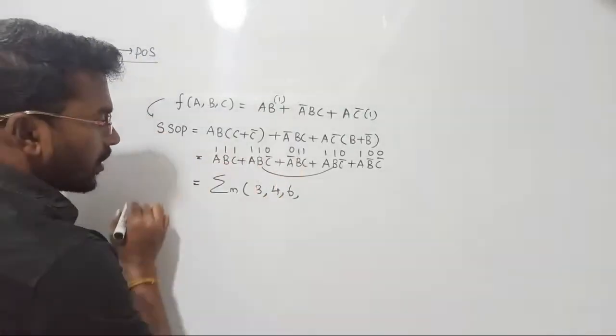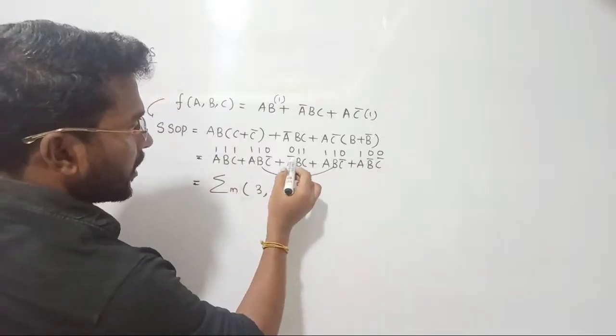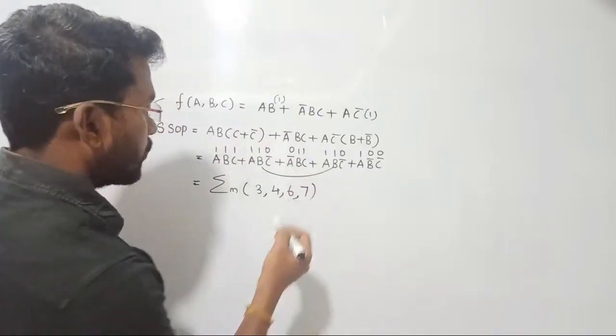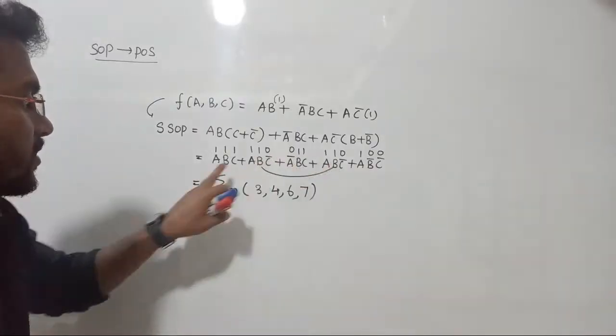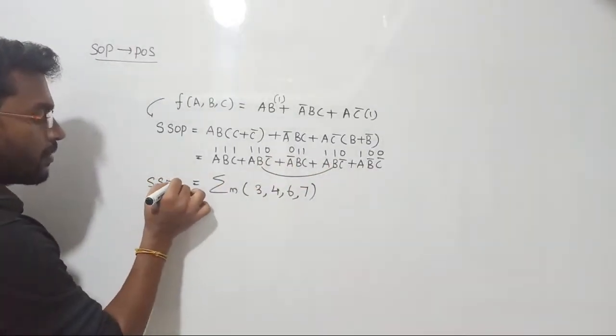And then here, 3 is written, 4 is written, and next we have to write this one, which is 7. Sorry, this is 7. Now that is correct. So 3, 4, 6, 7. This is the available form, that is, the available terms in the sum of product.